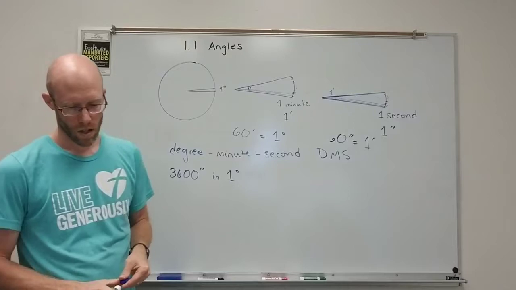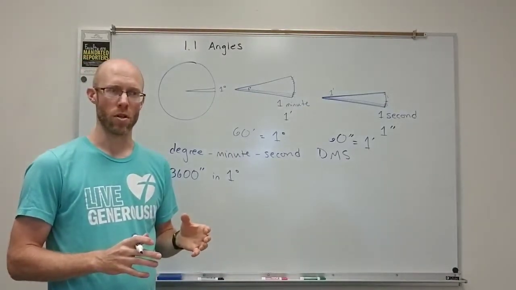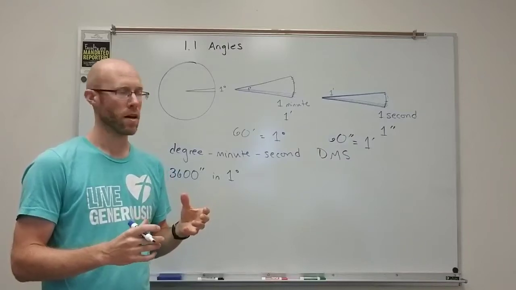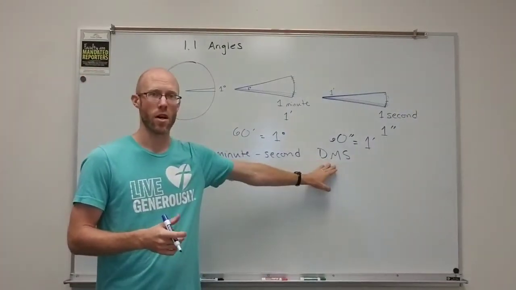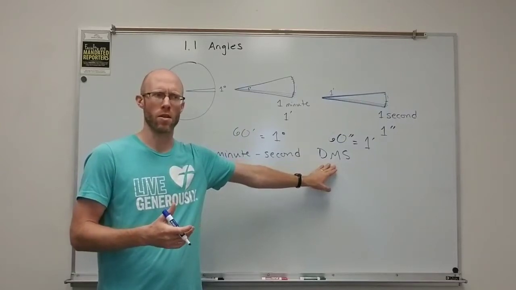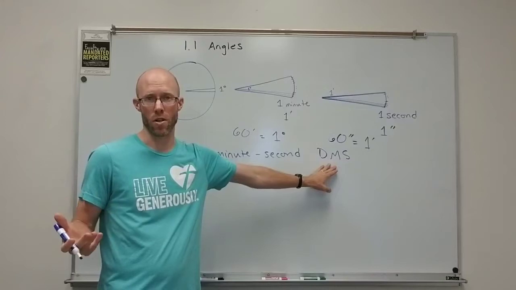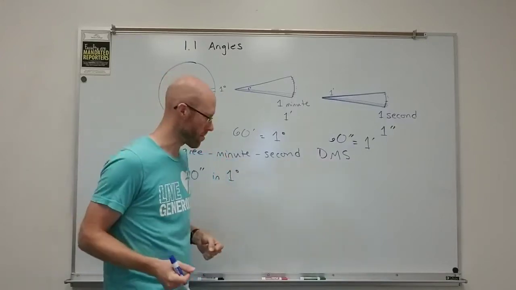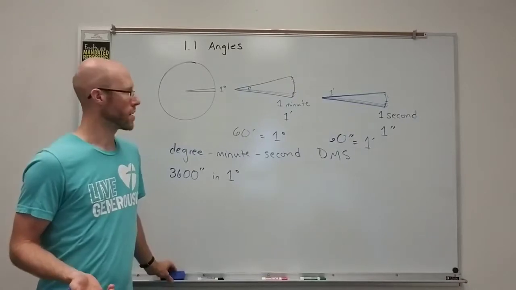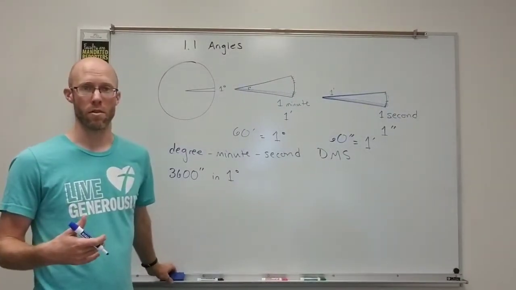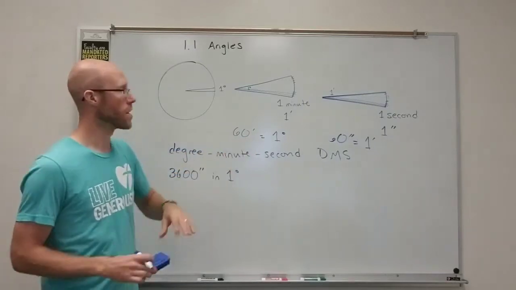All right, so now we want to be able to take an angle that's measured in degrees, minutes, seconds, and think about what it could be in terms of just degrees if we use decimals, or vice versa. Convert from one to the other. If you had half of a degree, that's equivalent to 30 minutes. So half of 1 degree is 30 minutes.